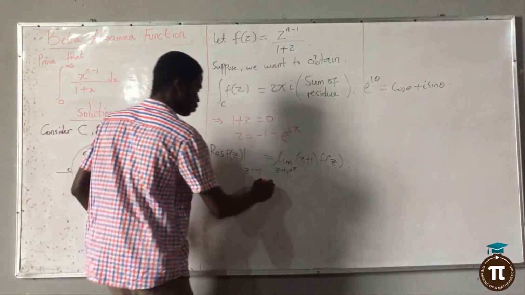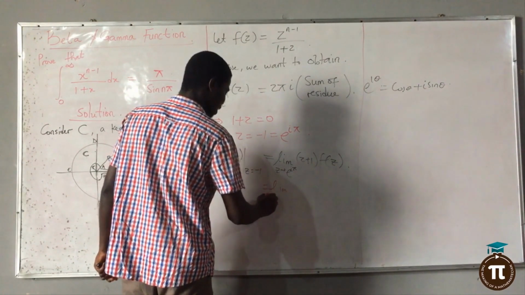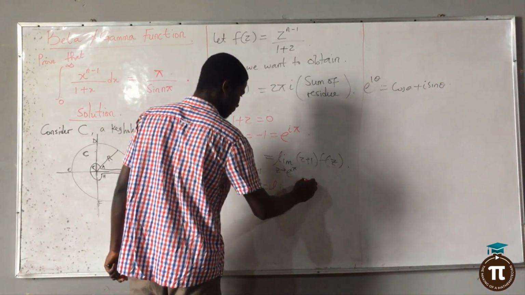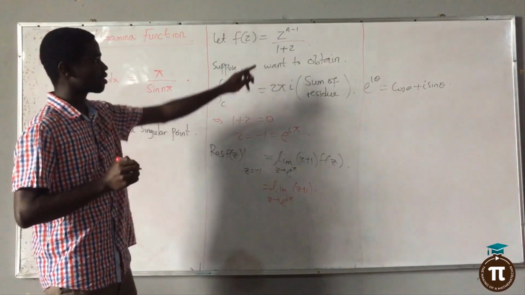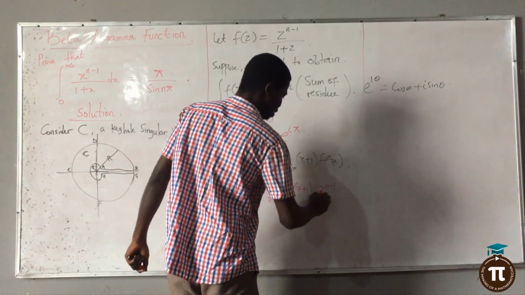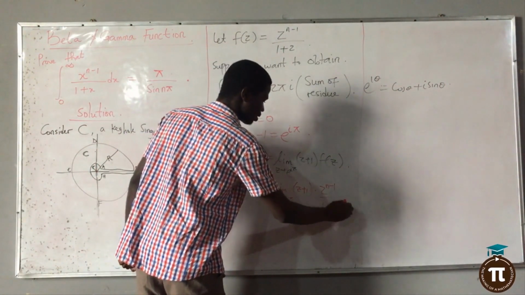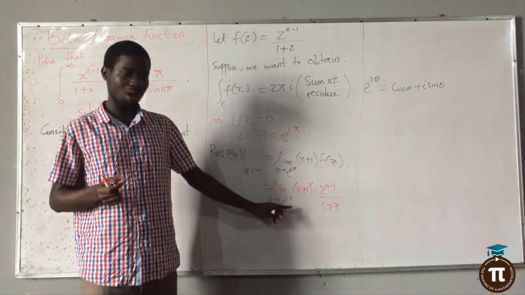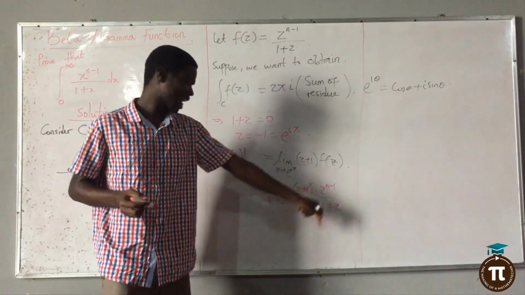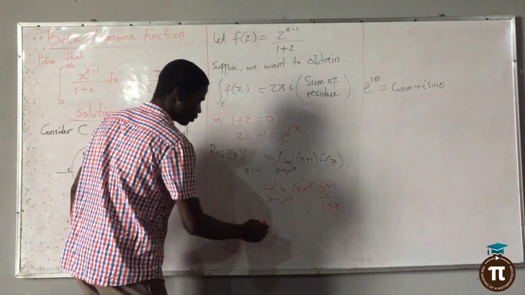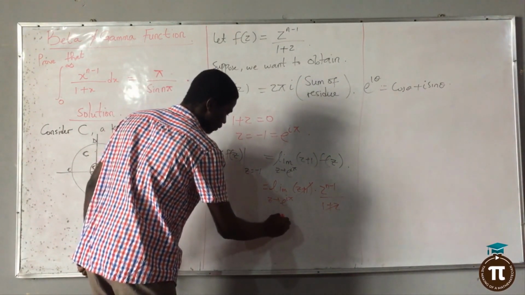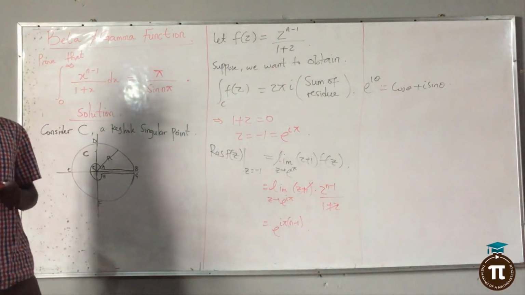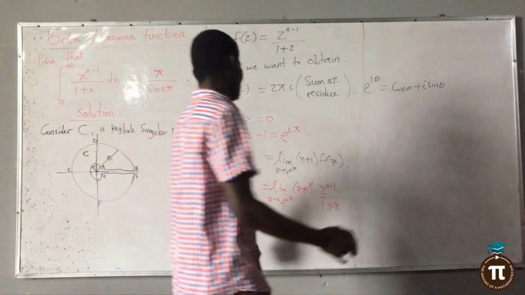So this is equal to the limit as z goes to e raised to the power of i pi of z plus 1 multiplied by f of z. f of z is z raised to the power of n minus 1 over 1 plus z. 1 plus z cancels 1 plus z, so you are left with the limit as z goes to e raised to the power i pi of z raised to the power of n minus 1, and this will be equal to e raised to the power of i pi, then n minus 1, as you can see on the board. So that is the residue.